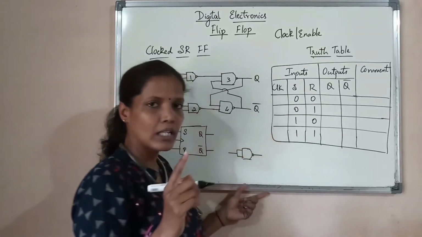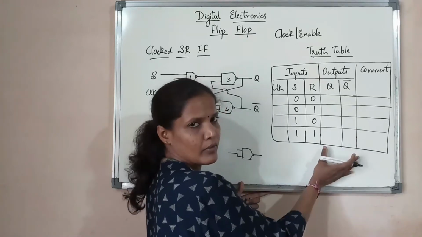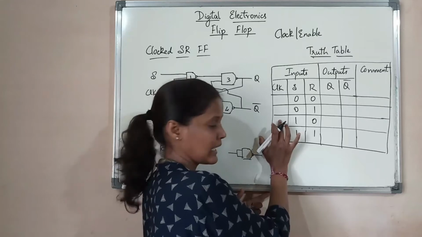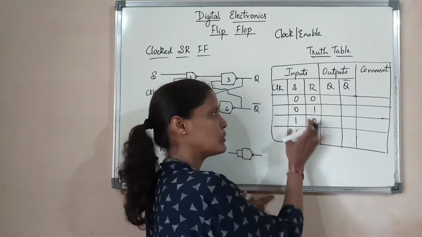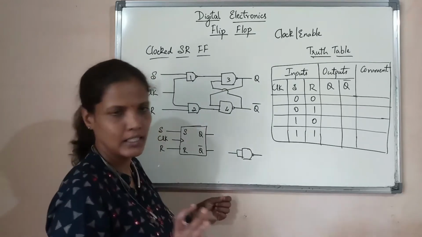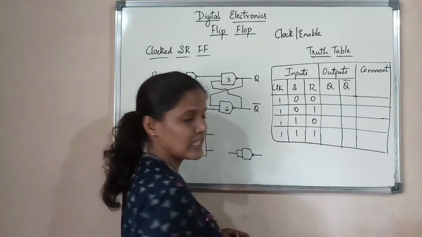I already told you that the output of a flip-flop will change whenever the clock signal is high. I said that the output changes only if the input changes while the clock signal is high. Let me check that. So the clock signal initially was high, 1, for these conditions.